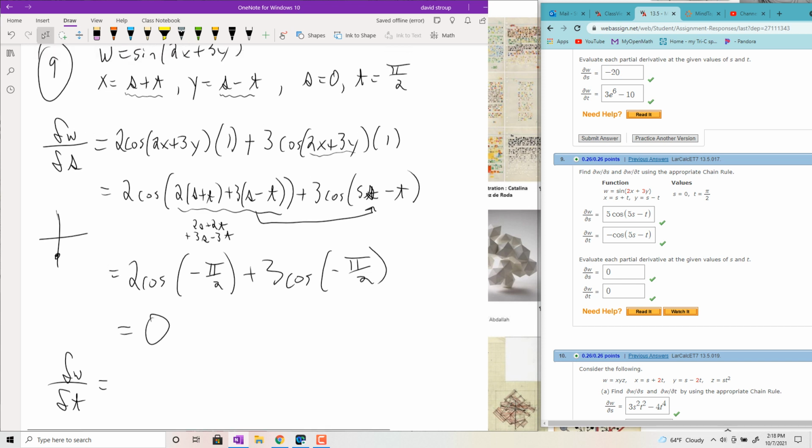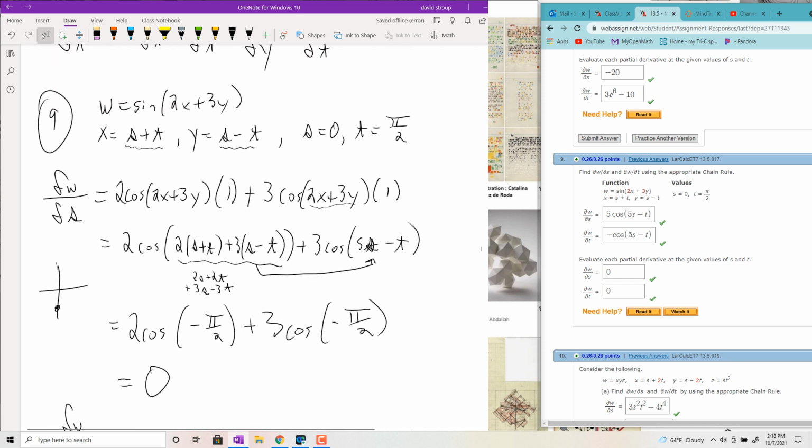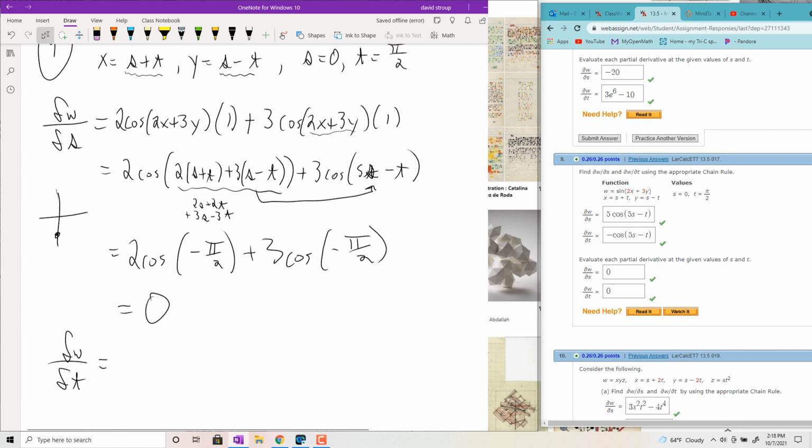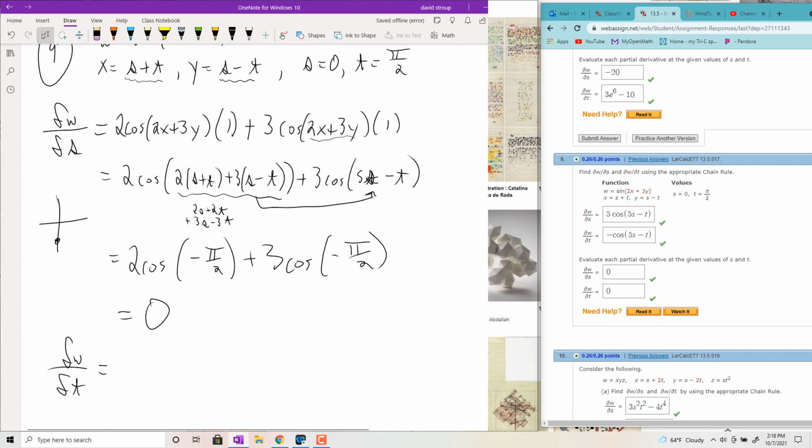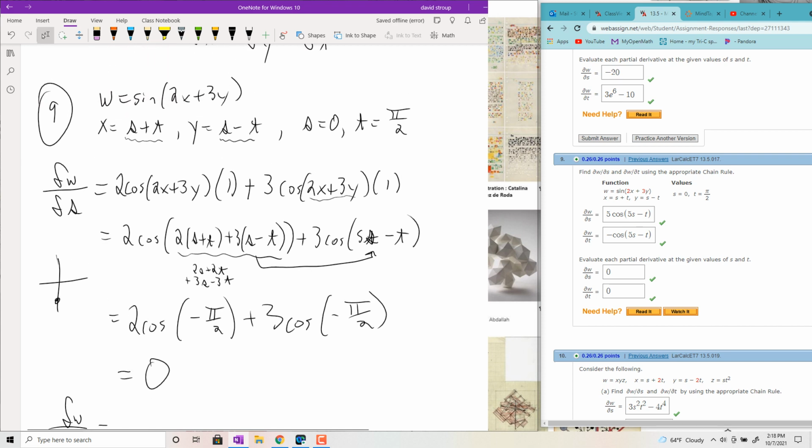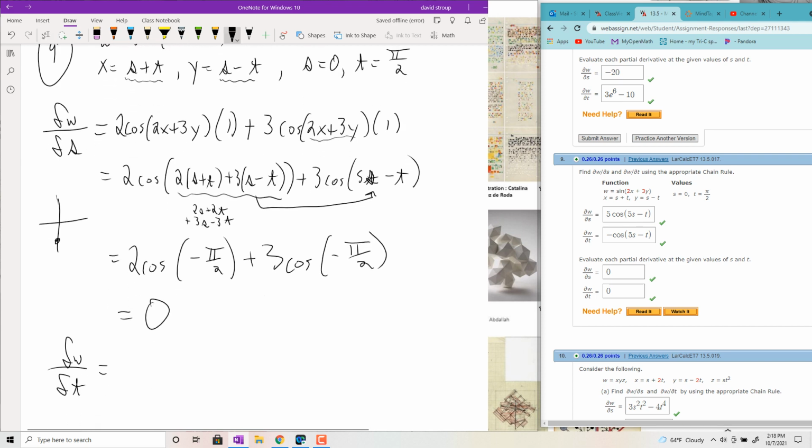Okay. Let's remind myself what the function is. Can't see the little thingamajig. Where's the scroll bar? Well, thanks for nothing. Right. W is sine of 2x plus 3y.